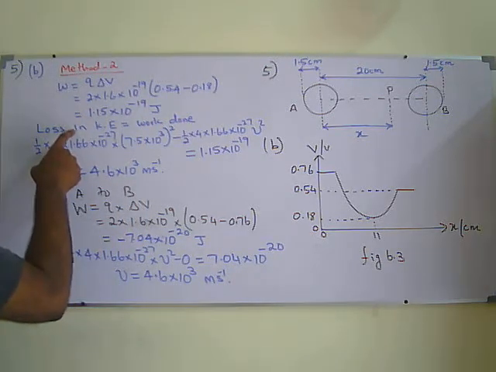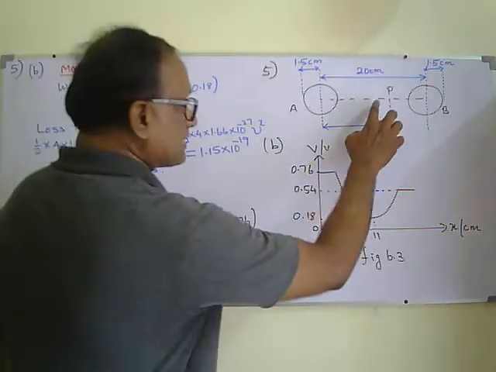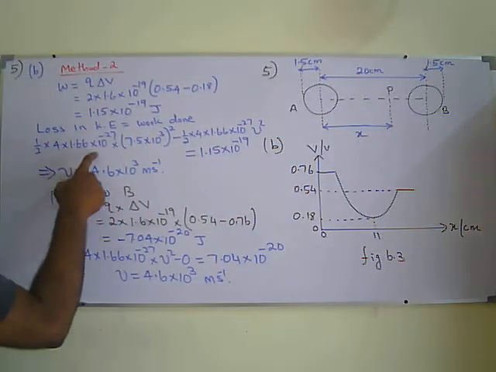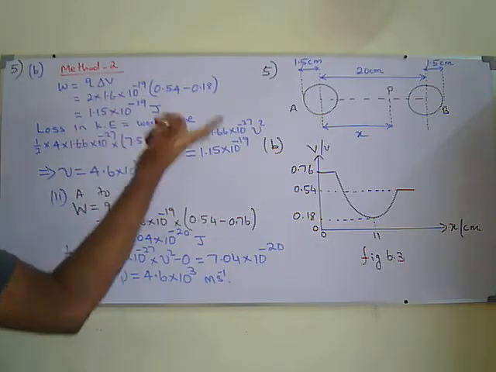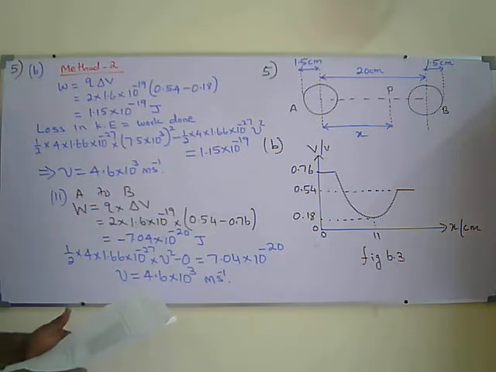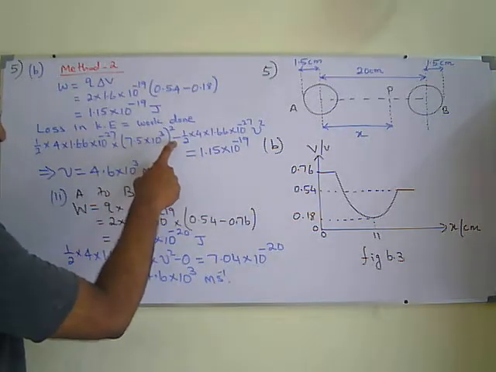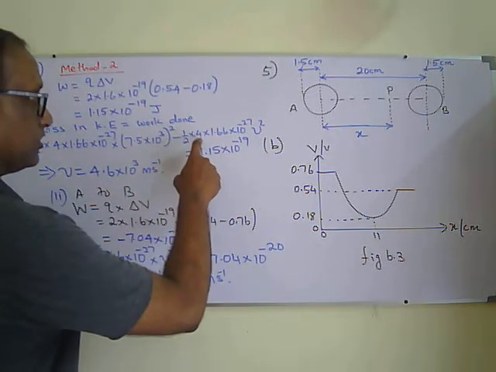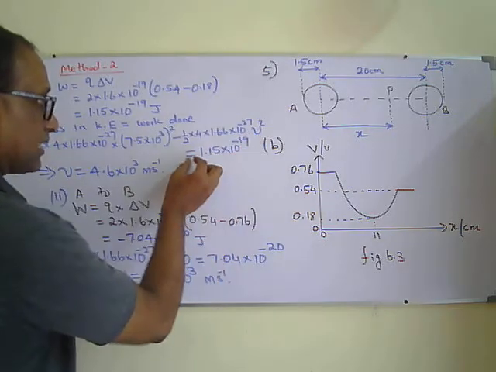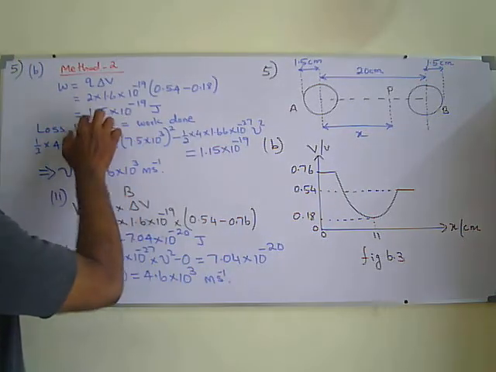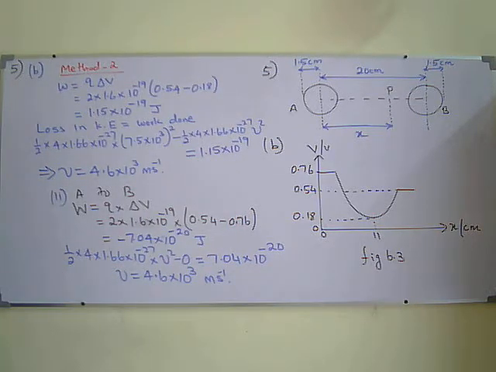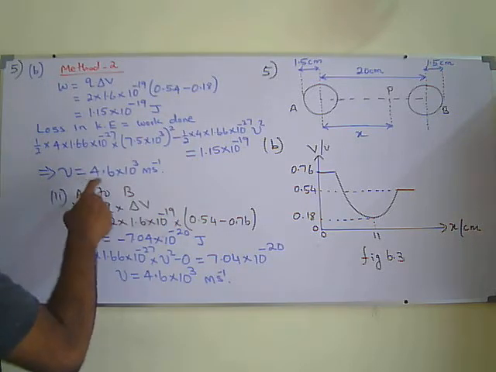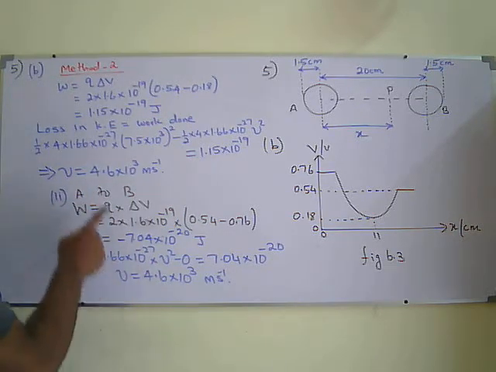Loss in kinetic energy means the initial kinetic energy at 11 centimeter, that is half times mass times (7.5 × 10^3) squared, which we found in the previous part, the B part, first part, as the maximum speed, minus half times mass times v squared, the speed on the surface. That is equal to the work done against the electric potential, 1.15 × 10^-19. Careful, if you write this the other way, you will go wrong. When you solve it, you will get exactly the same answer we got in the first method.